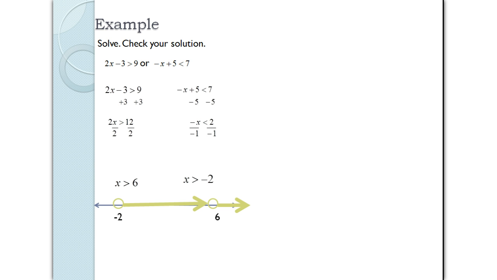So to check my answer to make sure I've done this problem correctly, I'm going to pick something in that green shaded region. I will pick 0. You could pick -1, you could pick 7, you could pick 9. As long as it's in that green shaded region, you're fine. Now I'm going to substitute 0 in for x. I had an x here and an x here, and I'm plugging in 0 for that x. Simplifying down, I get -3 greater than 9 or 5 less than 7.